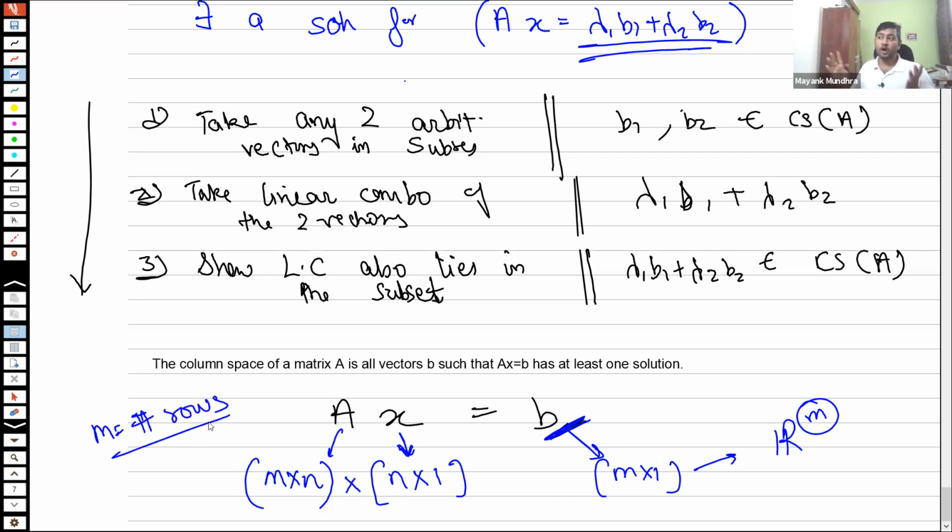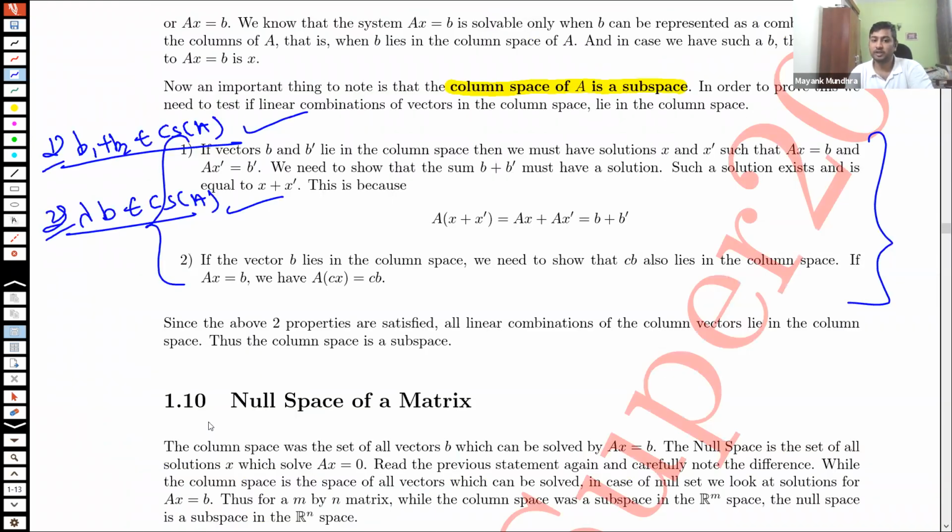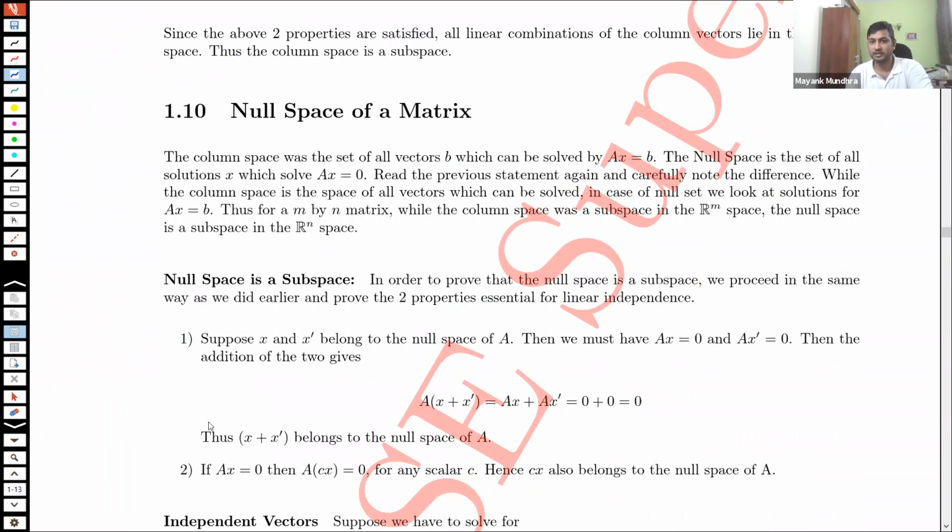It doesn't depend on how many column vectors you have. The column space actually depends on the number of rows in the matrix and not on the number of columns. Ironic. Anyway, let's jump to the next topic, which is going to be very similar. That is the null space of a matrix.